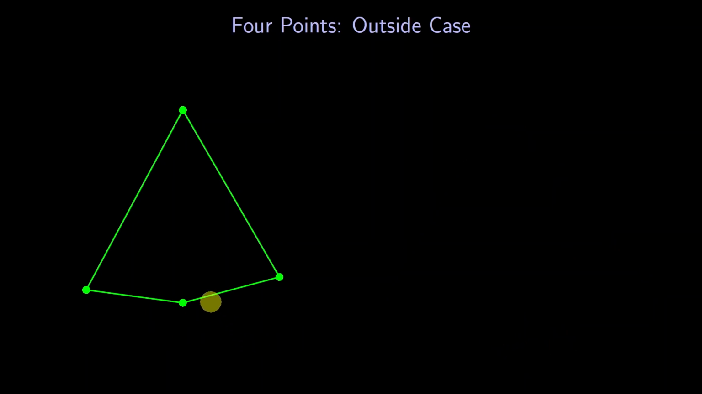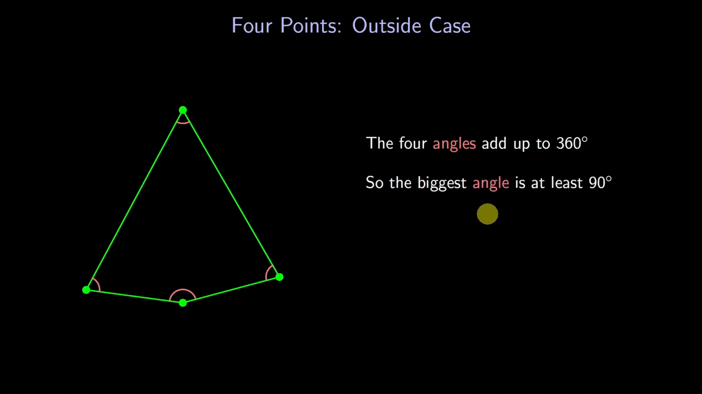Here's the outside case. Of the 4 triangles on these 4 points, how many can be acute? To start, let's draw the 4 angles of the quadrilateral. Okay, here are the 4 angles in red. What can we say about the 4 angles of this quadrilateral? Yes, the 4 angles add up to 360 degrees. That means the average of the angles is 90 degrees. What does that imply about the biggest of the 4 angles? It has to be at least 90 degrees. In other words, the biggest angle is not acute. For example, in the picture, the bottom angle is not acute.